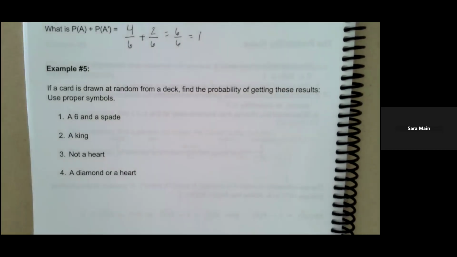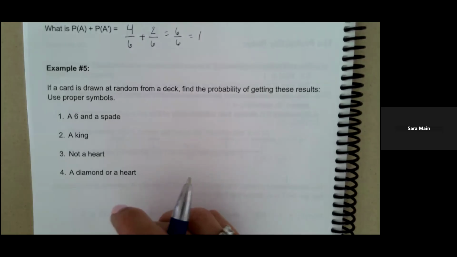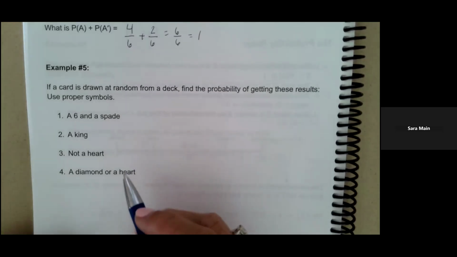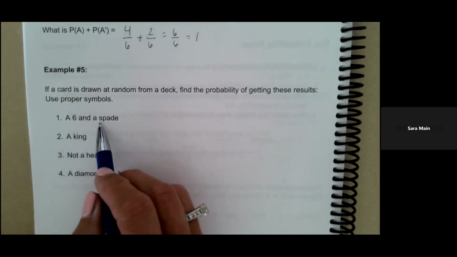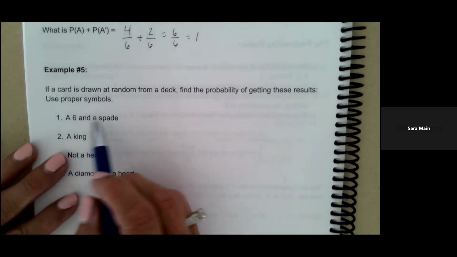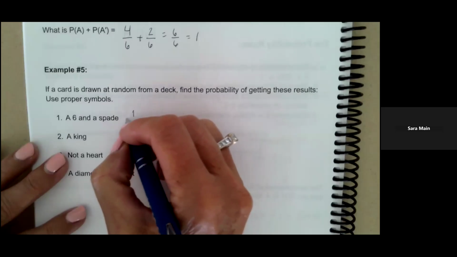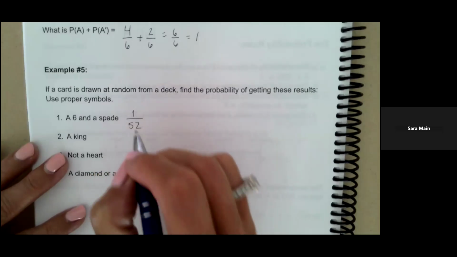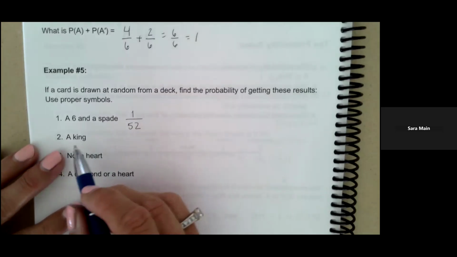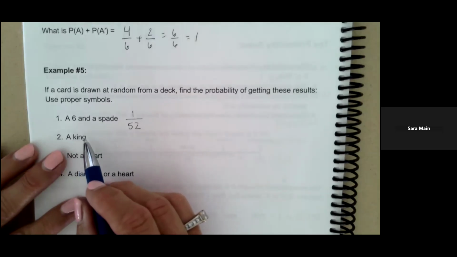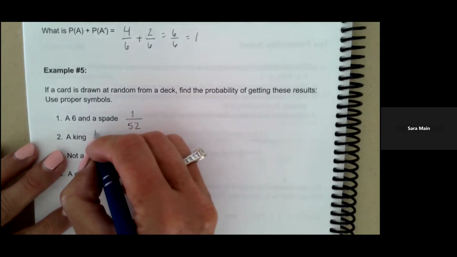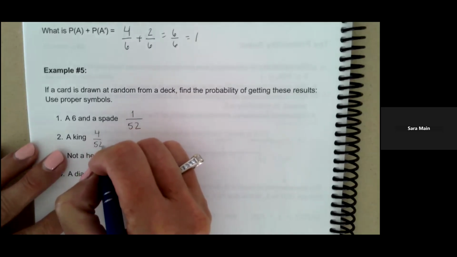Let's look at examples. If a card is drawn at random from a deck, find the probability of getting these results. Of getting the result of a 6 and a spade. So to get a 6 and a spade, there's only one card that satisfies that. So that would be 1 out of 52. To get a king, there are 4 kings in a deck. So that would be 4 out of 52.